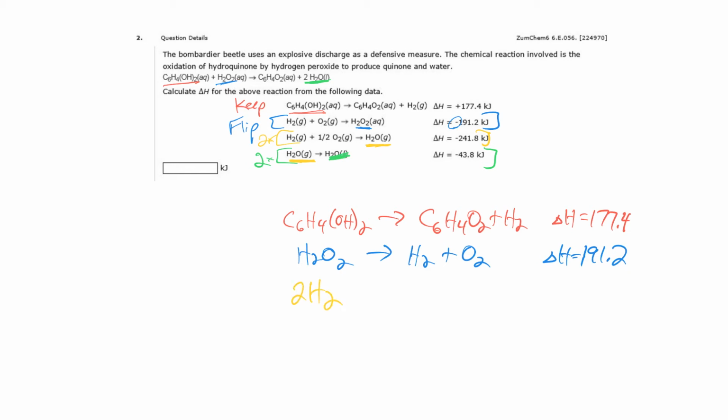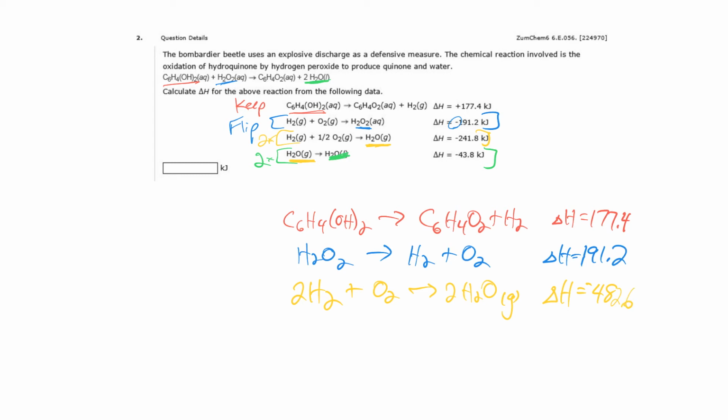So let's take all of the coefficients and double them. And I'm going to note the state of matter for water because there's a difference. And we'll double the value of delta H. So instead of a negative 241.8, we'll write down negative 482.6.